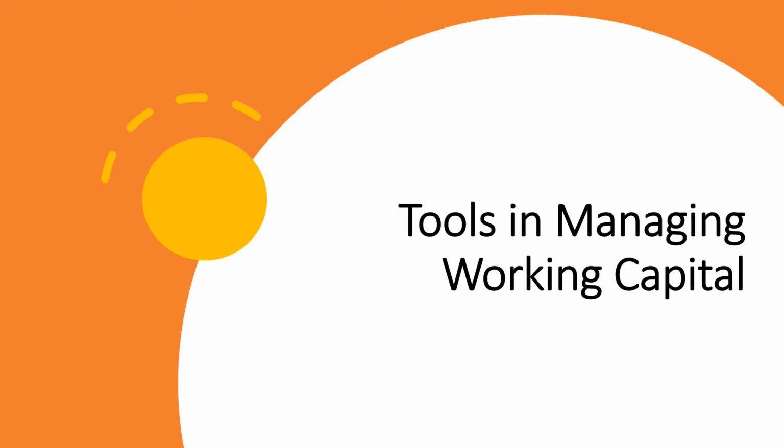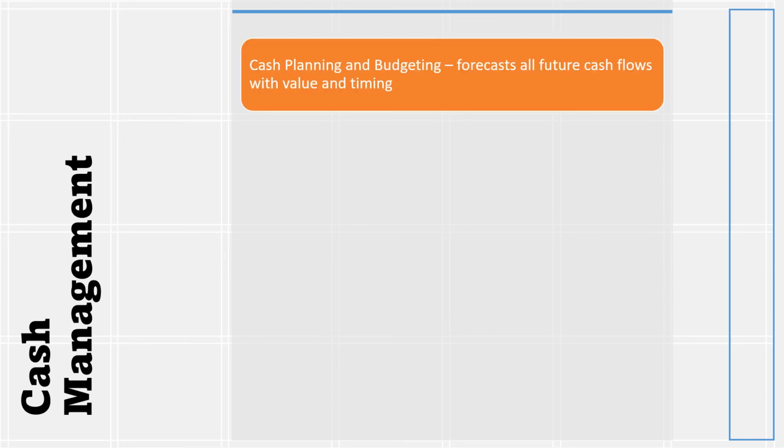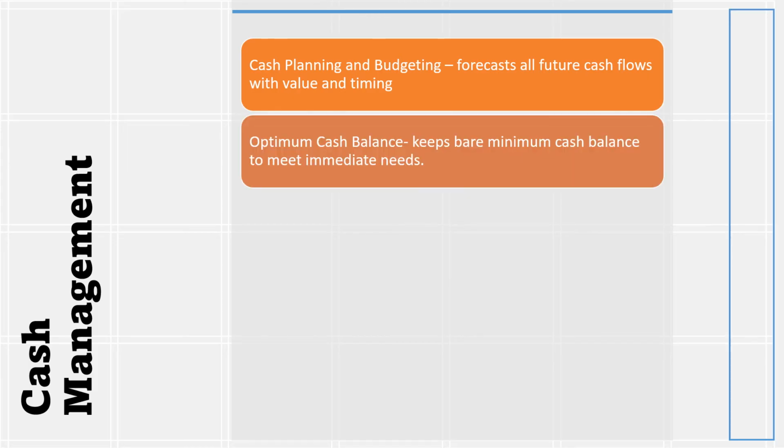Now let us proceed to tools in managing working capital. Let's present first the cash management. For cash management, we have to do cash planning and budgeting. We will do the forecasting of all future cash flows with value and timing. We also need to present the optimum cash balance.